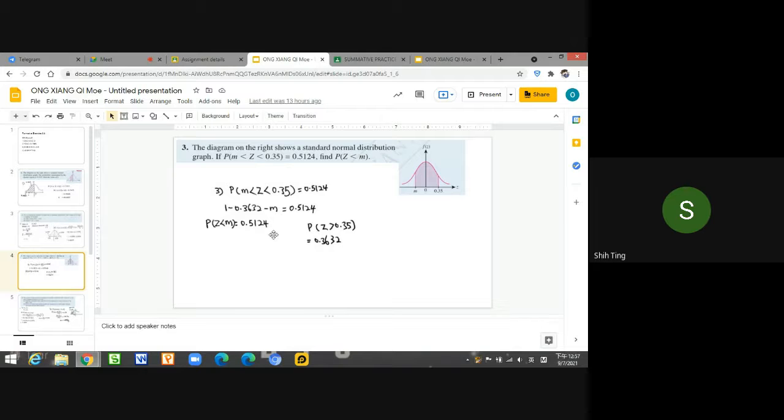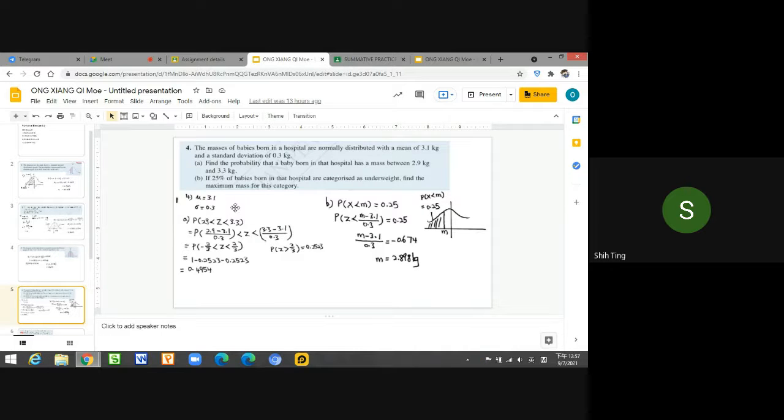Next, we move to the next question. From the title, we can get the mean is 3.1 kg. The standard deviation is 0.3 kg for the normal distribution. Let S equal the mass of the baby. Then from the question, we know the probability of the mass of the baby is between 2.9 kg and 3.3 kg. Then we can use the formula S minus mean divided by standard deviation to standardize S to Z.